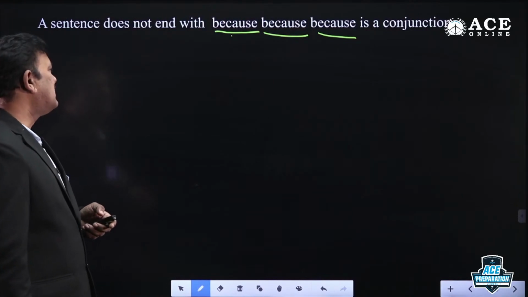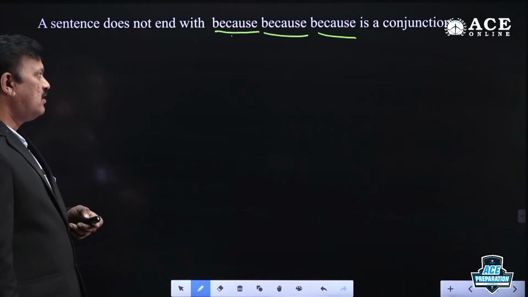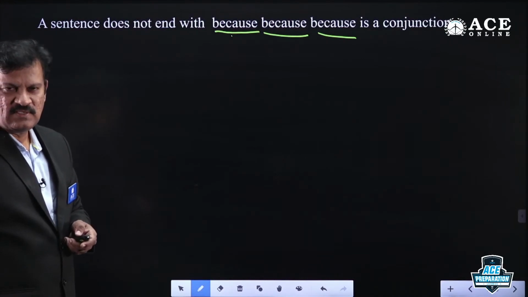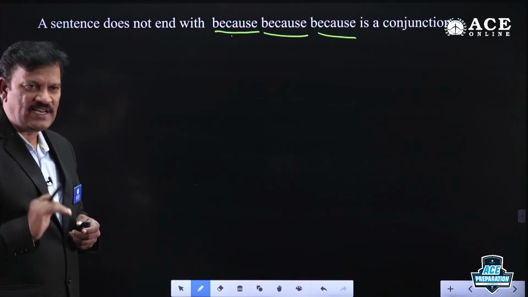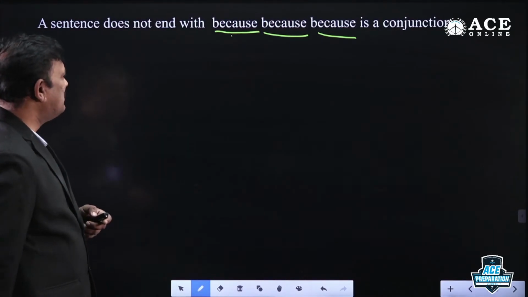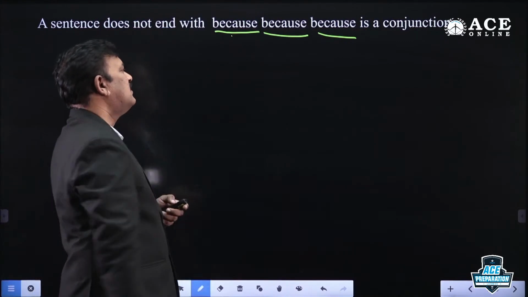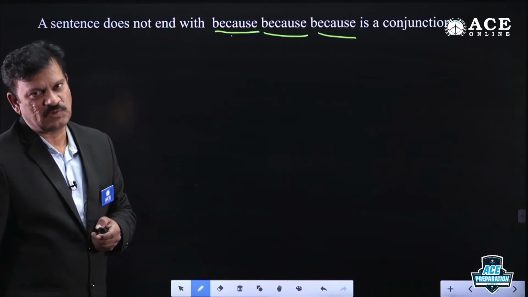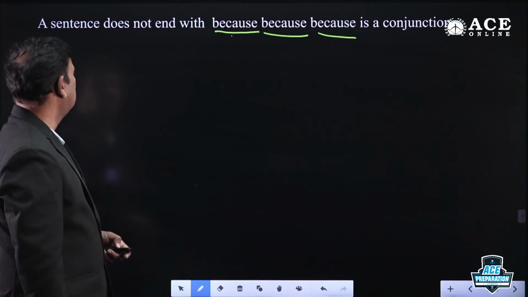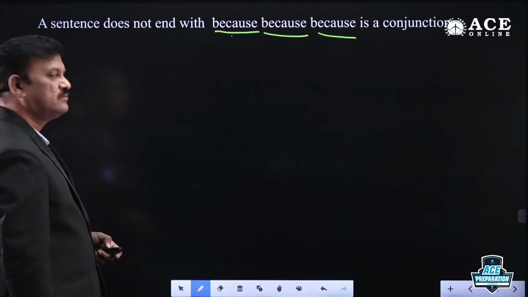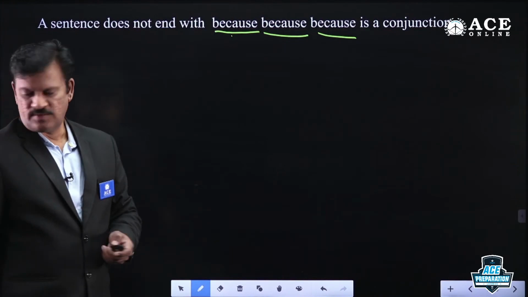A sentence does not end with because is a conjunction. I'm trying to tell you something, don't worry about the idea, but you only focus on those 3 words which I have underlined. Tell me what parts of speech are these words. Right? Right.